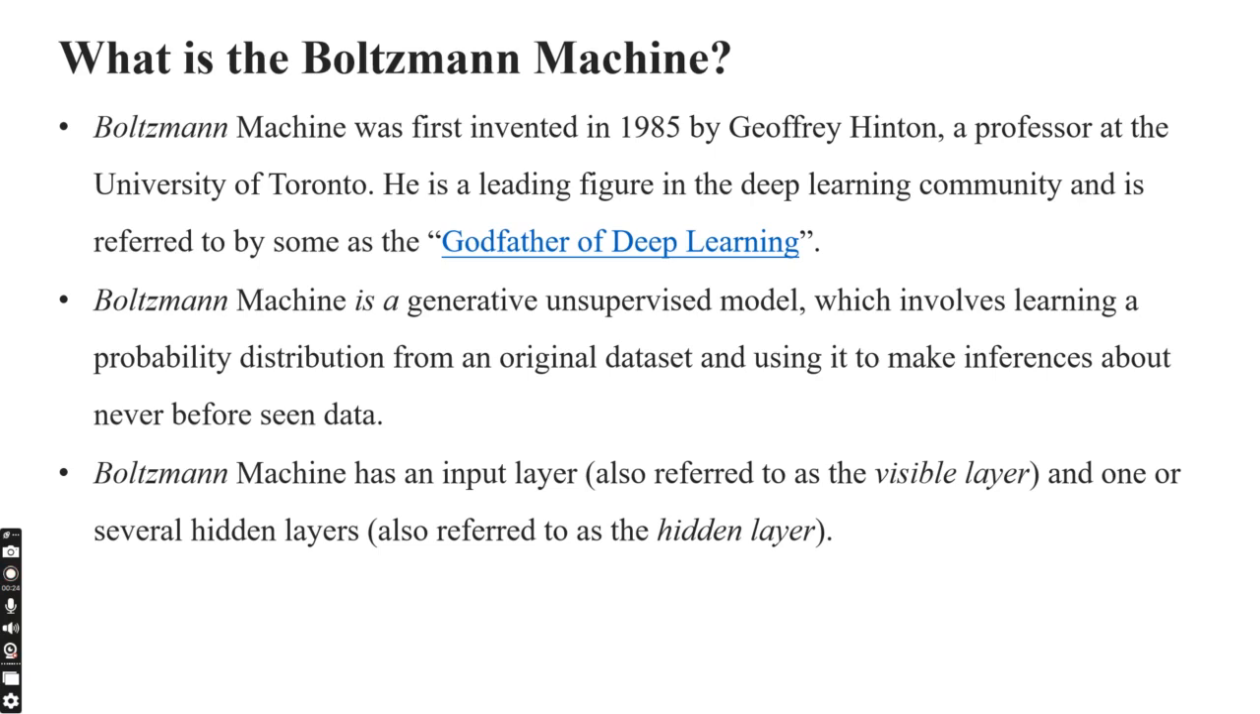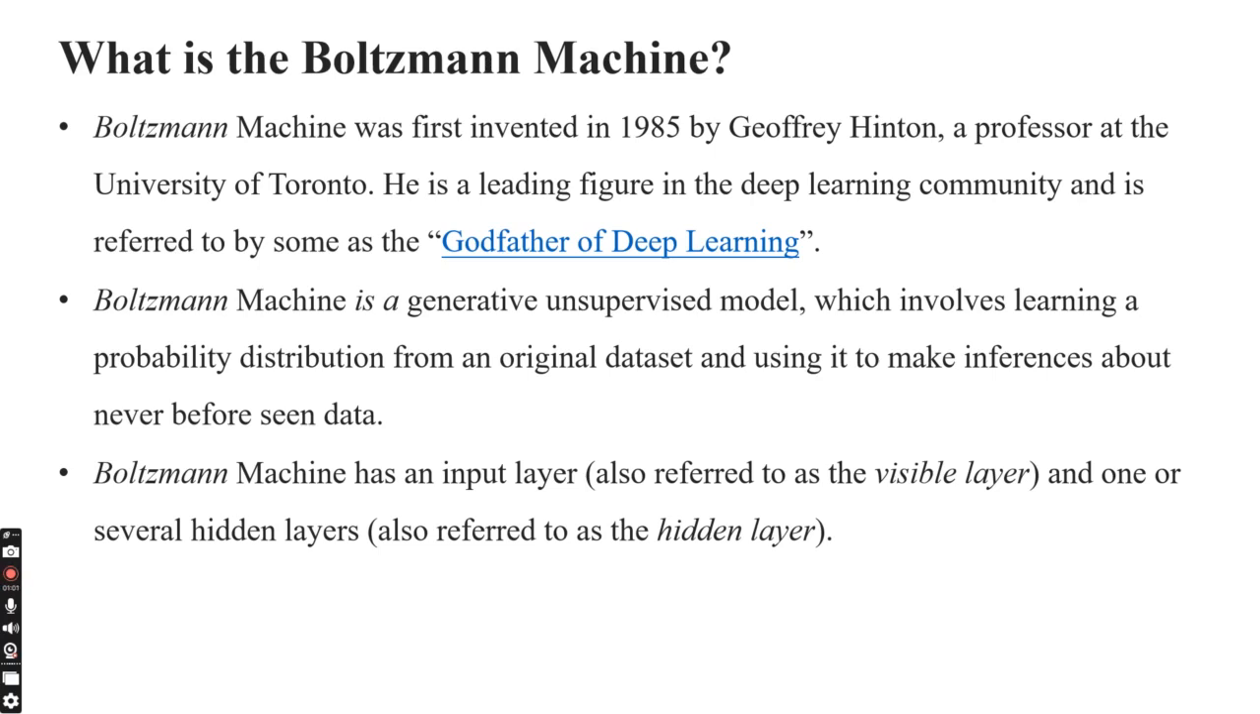The Boltzmann machine was first invented in 1970. Geoffrey Hinton, a professor at the University of Toronto, is a leading figure in the deep learning community and is referred to as the God of deep learning. Boltzmann machine is a generative, unsupervised model which involves learning a probability distribution from an original dataset and using it to make inferences about never before seen data.